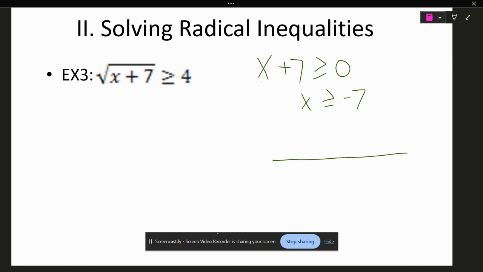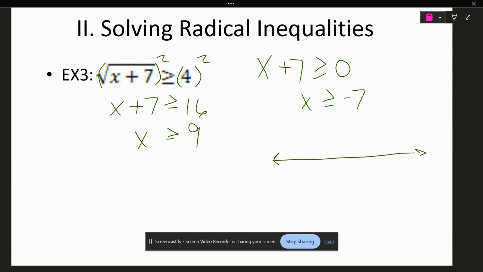So on the side here too, we're also going to set up just kind of like a nice little number line. And you'll want to note your domain within it, and then we'll also note our answer in it as well. I'll talk a little bit more about that here in a second. For now, let's go ahead and solve. So we've got the square root on both sides, so we'll want to square both sides. So x plus 7 is greater than or equal to 16, and x is greater than or equal to 9.